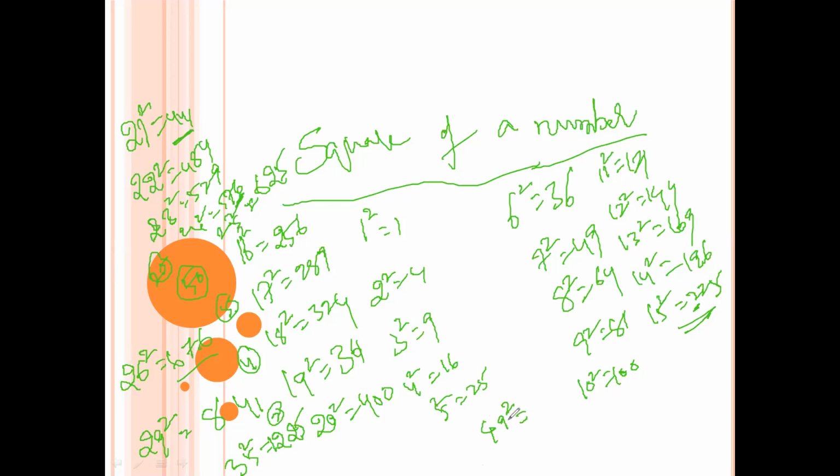49 square. First compare with 50. 50 minus 49 is 1. 1 square value is 1, which means you write 01. Next compare 49 with 25. 49 minus 25 value is 24. So 2401. Does anyone have any doubt in this one?